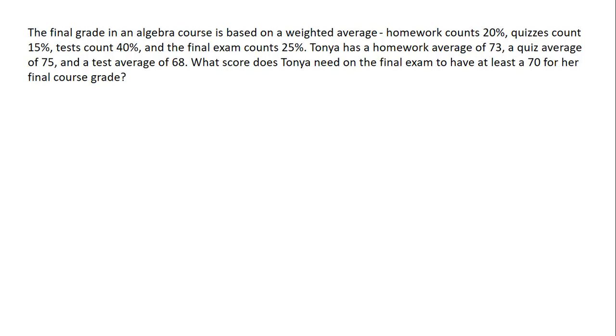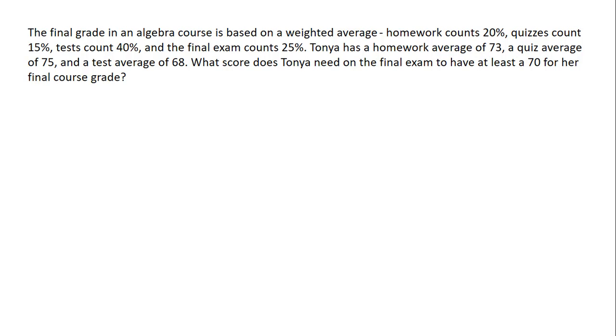The second example illustrates a weighted average. It states the final grade in an algebra course is based on a weighted average. Homework counts 20%, quizzes count 15%, tests count 40%, and the final exam counts 25%. Tanya has a homework average of 73, a quiz average of 75, and a test average of 68. What score does Tanya need on the final exam to have at least a 70 for her final course grade?